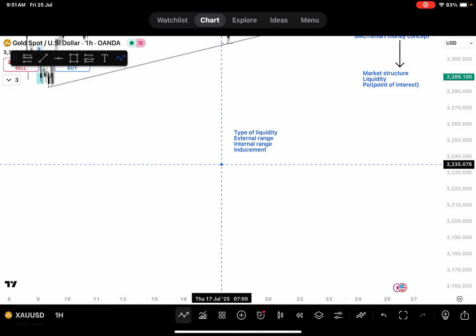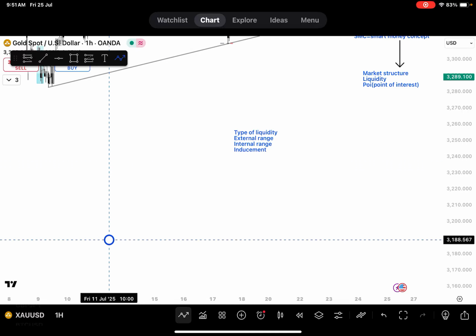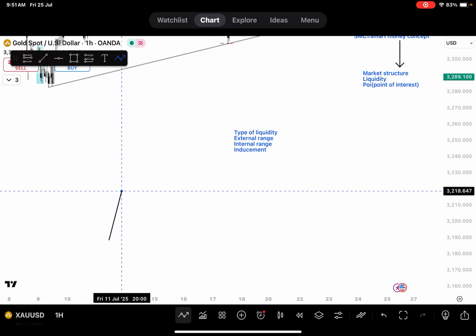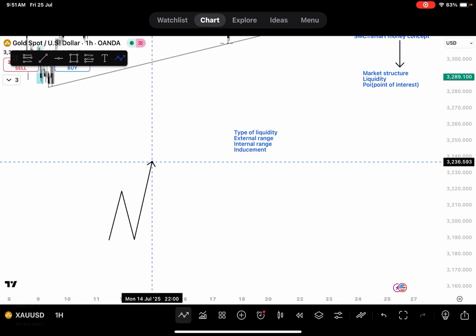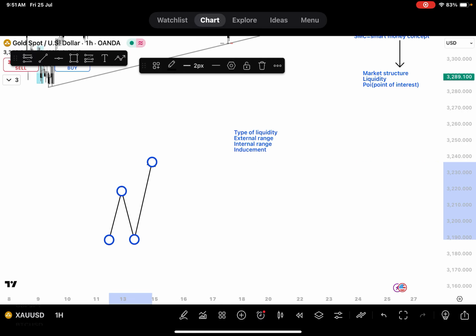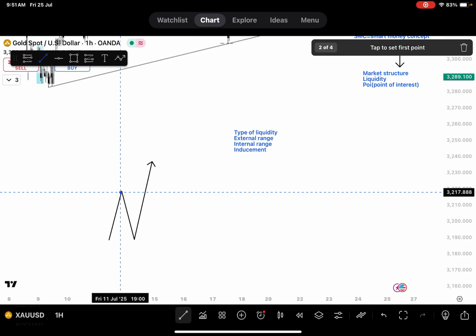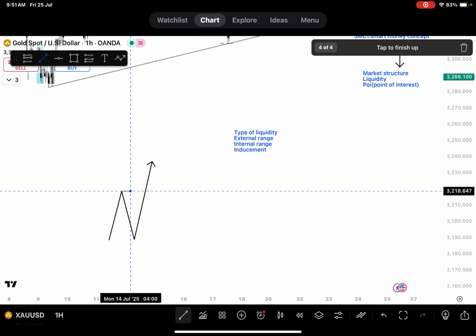Practically, this is what it means. When you have a higher high like this, a higher low like this, the market now breaks that higher high. Now after the market breaks that higher high, let me stop it here. Now this is a break of market structure, right here. This is a break of market structure.